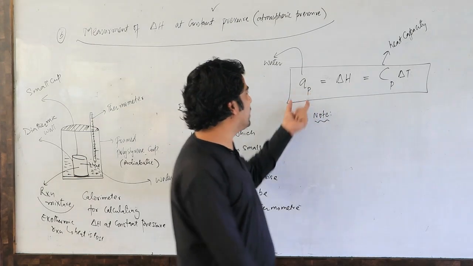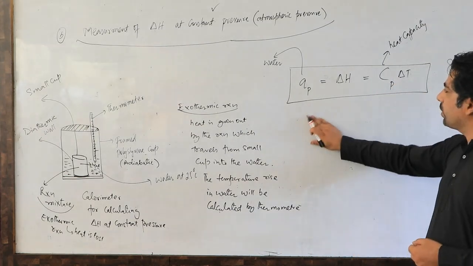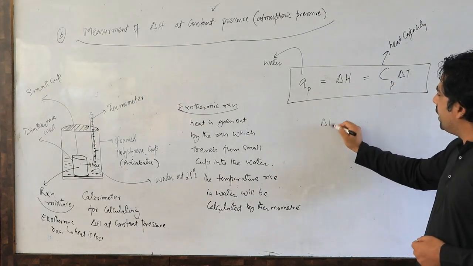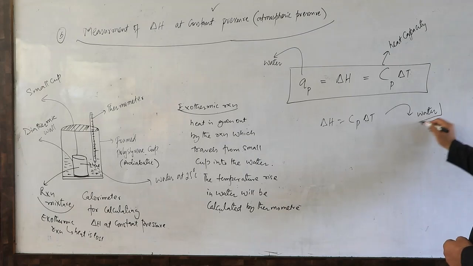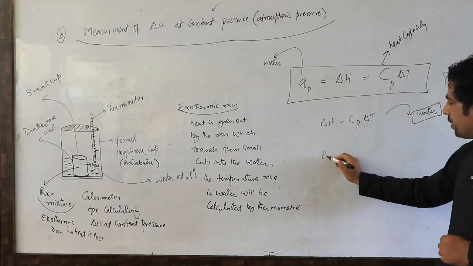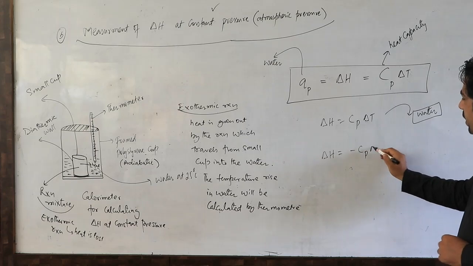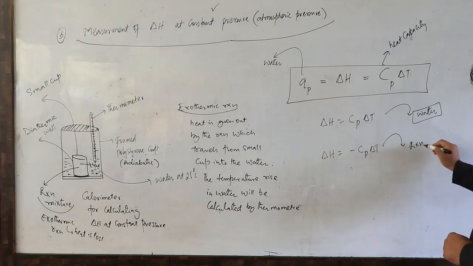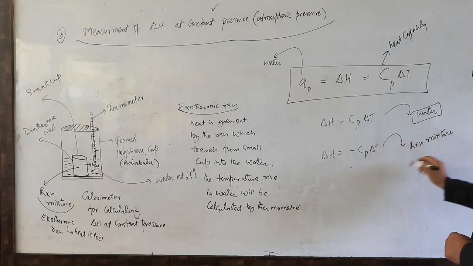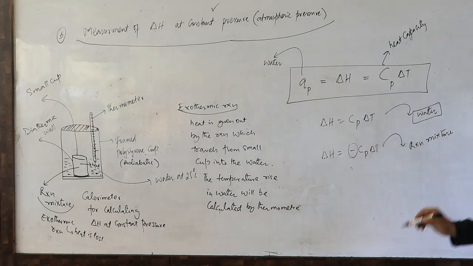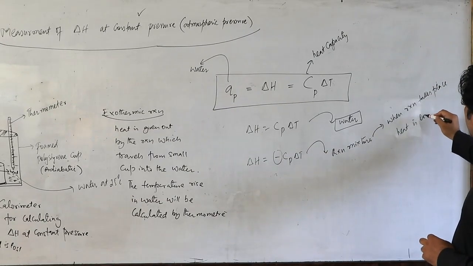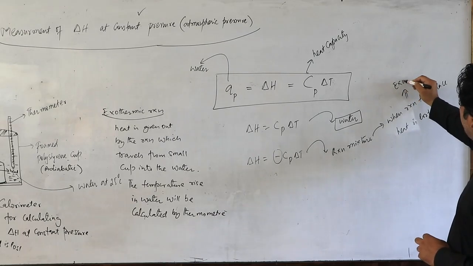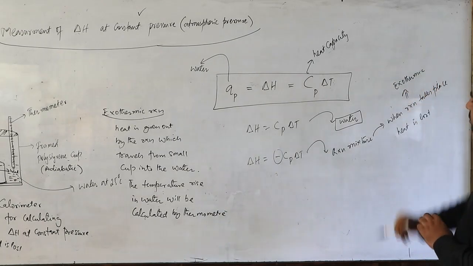If I talk about this thing with respect to reaction mixture, let us suppose delta H is equal to Cp delta T, this is with respect to water. Water is absorbing the heat. Now if I talk about delta H is equal to minus Cp delta T, this will be with respect to reaction mixture, because reaction mixture is losing the heat. When reaction takes place, heat is lost, because I mentioned that the reaction is exothermic, my dear friends.